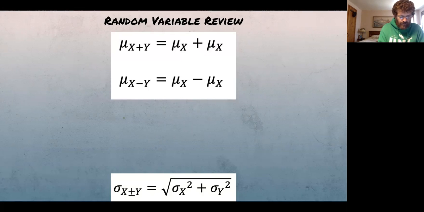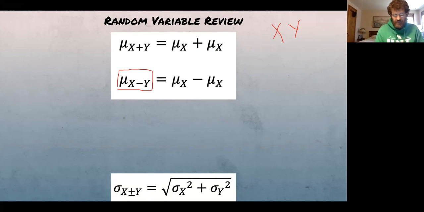Remember, your random variable is always a capital letter like X or Y or whatever else. These had certain rules associated with them, and this is while we were going through getting into our binomial and geometric probabilities. The key thing to remember is that the mean of X minus Y is just going to be the mean of X minus the mean of Y.